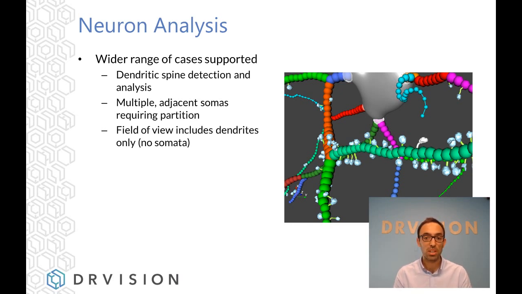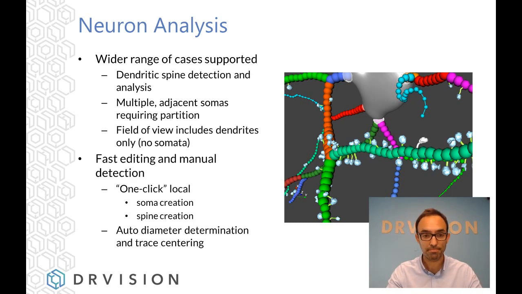And finally, we can also separate somata that are touching each other. So when you have a very densely packed population of cells, of neurons, sometimes they touch each other, or they look like they touch each other. And now we have an algorithm that will also separate them. And so you get a more accurate detection.